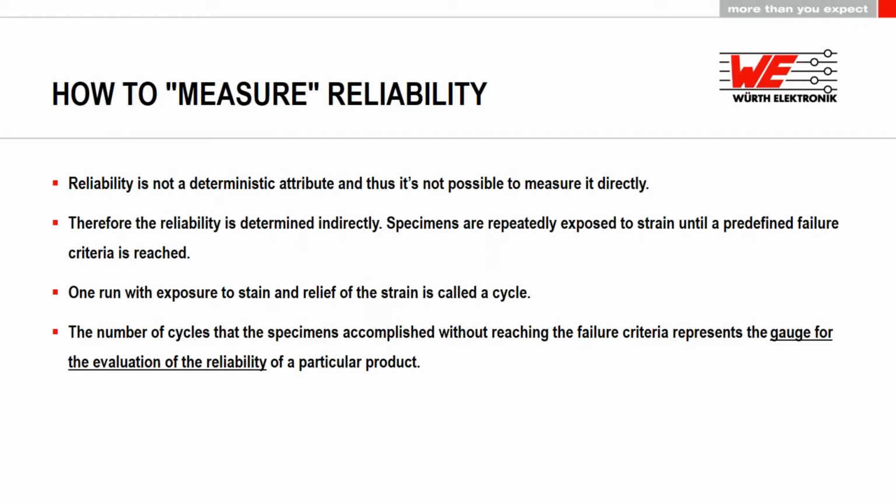This is done in a way that specimens are repeatedly exposed to strain until the predefined failure criterion is reached. One such run with exposure to strain and relief of the strain is typically called a cycle. The number of cycles that the specimens accomplish without reaching the failure criterion represents the gauge for the evaluation of reliability. This is important because a certain number is not the reliability of the PCB. No, this also makes no sense. It's a gauge for the evaluation. This means you have to compare it either to a specification or to another product or to another stack-up or whatever, but this is very important to know.